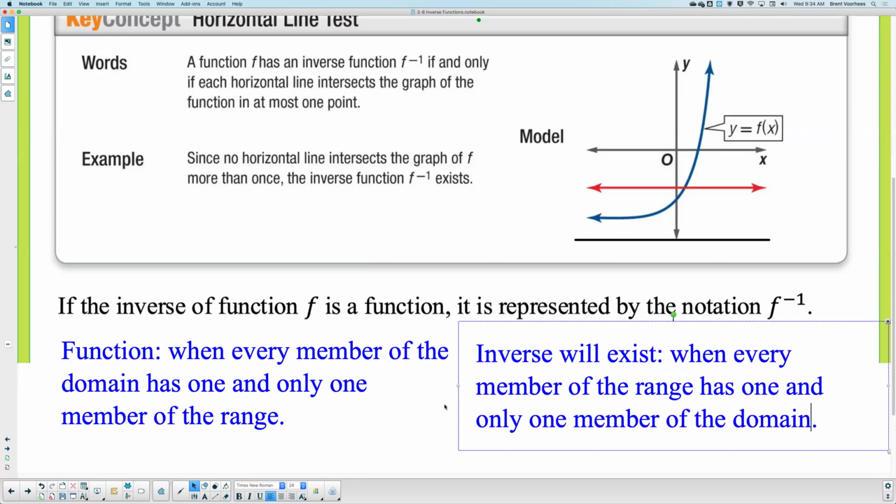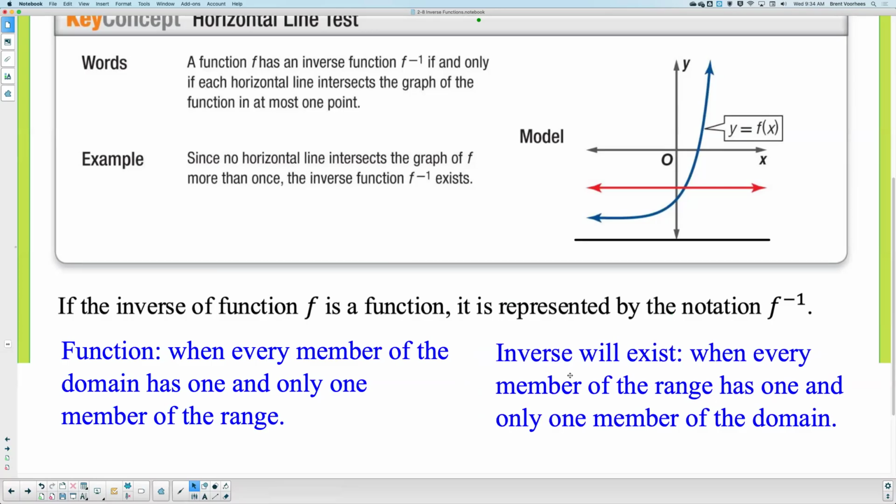That's the inverse test. An inverse will exist when every member of the range, that means y values, has one and only one member of the domain. Now, I want you to know that though that's a true way of thinking about it, it won't satisfy any test questions. You can't just say it passes a horizontal line test. This is the definition you need to know right down here.